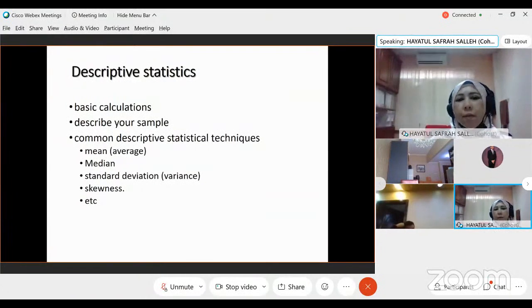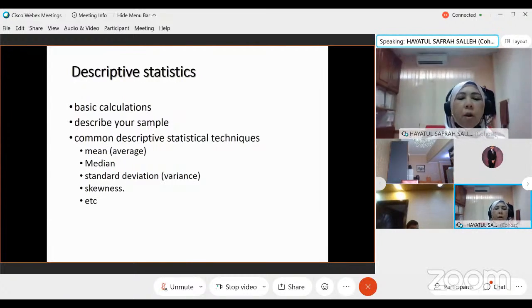Okay, descriptive statistics. This is the basic calculation, the simplest statistic, where you describe your data. Normally we just describe it, and descriptive statistics is about describing the sample. For example, you describe your sample's profile, your respondents' profile: how many male, how many female, how old are they, where do they live, their education level, their income, and so forth. So it is about describing their profile.